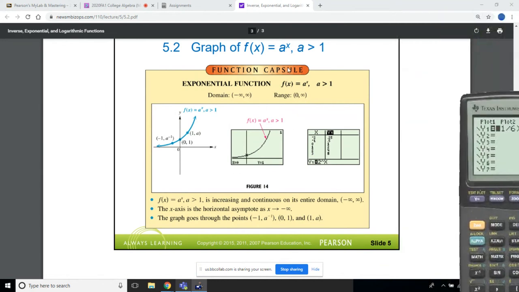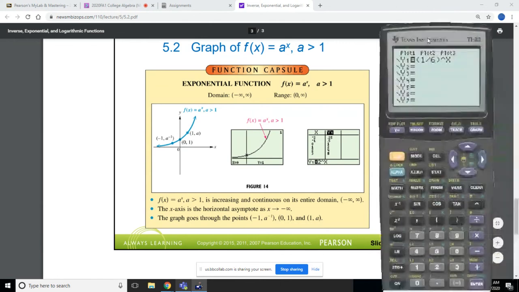Right, so here's the function capsule. So f of x is equal to a raised to the power of x, where a is greater than 1. Notice this is the basic shape of our graph, and it passes through these specific points. -1 comma a to the -1st power. So whatever your base is, you raise that to the -1st power, and it'll pass through that point. These graphs pass through 0, 1, and they also pass through 1, a.